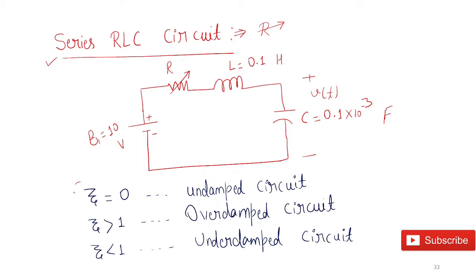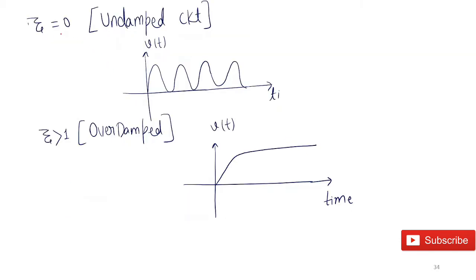So I will verify the three conditions: zeta equal to 0, you know zeta is the damping ratio, 0 for undamped circuit, which I will explain later. Zeta greater than 1 is an overdamped system, and zeta less than 1 is an underdamped system. So zeta equal to 0, undamped, means there will be oscillations in the response of the system, or across the output voltage of the capacitor.